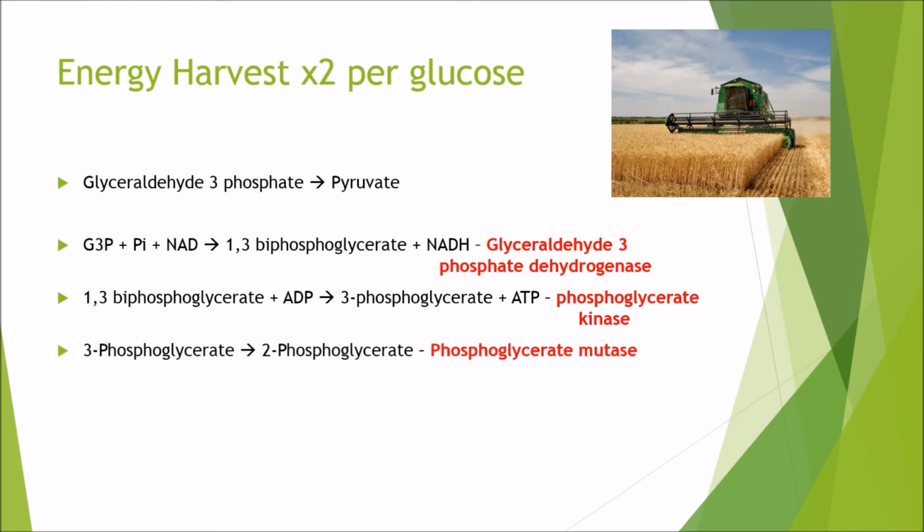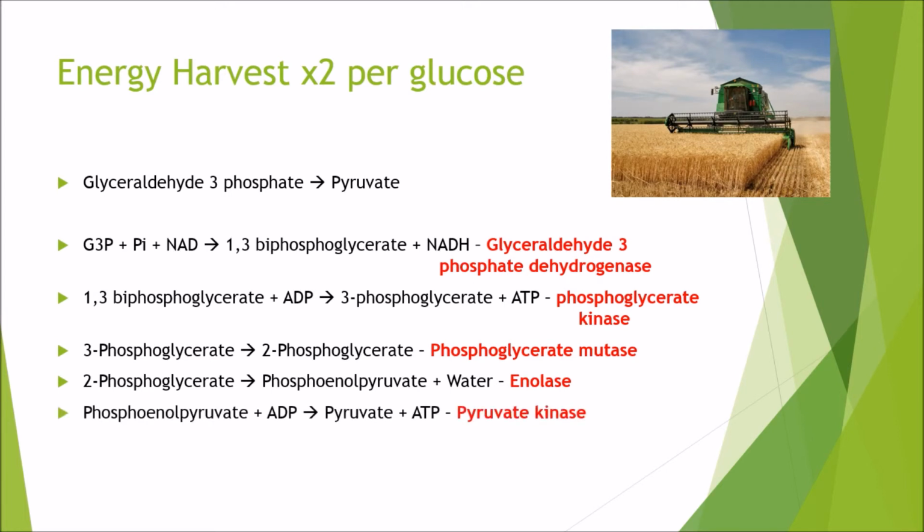The 3-phosphoglycerate is then isomerized to 2-phosphoglycerate by the enzyme phosphoglycerate mutase. The 2-phosphoglycerate is then turned into phosphoenolpyruvate and water, and that is catalyzed by enolase. And then finally, the phosphoenolpyruvate and ADP turns into pyruvate and ATP, which is catalyzed by pyruvate kinase.